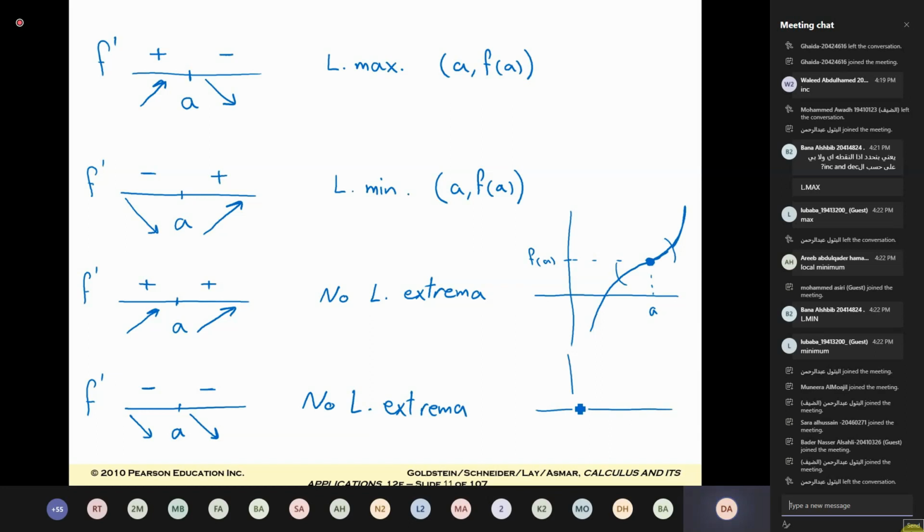The same graph, this is decreasing at A and F, and continues decreasing. So around this point, this is not minimum and not maximum. These are the 4 cases you can find during the equation, for example, to find the local maximum and minimum.